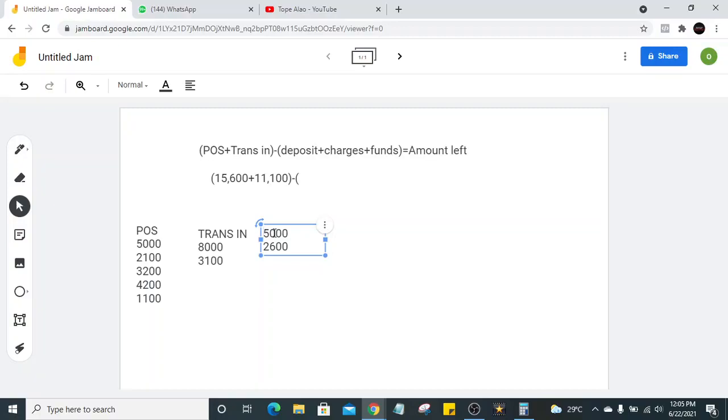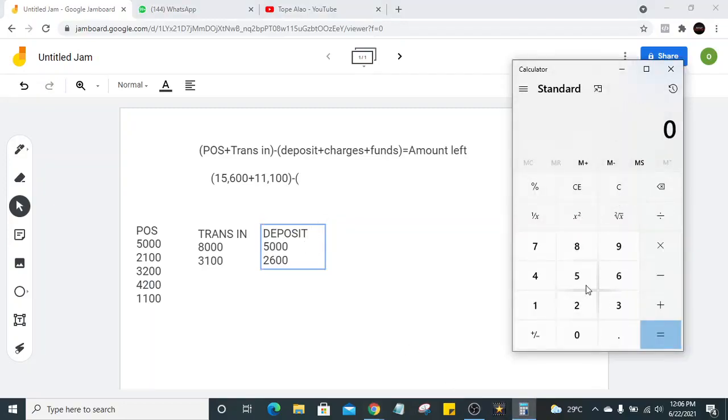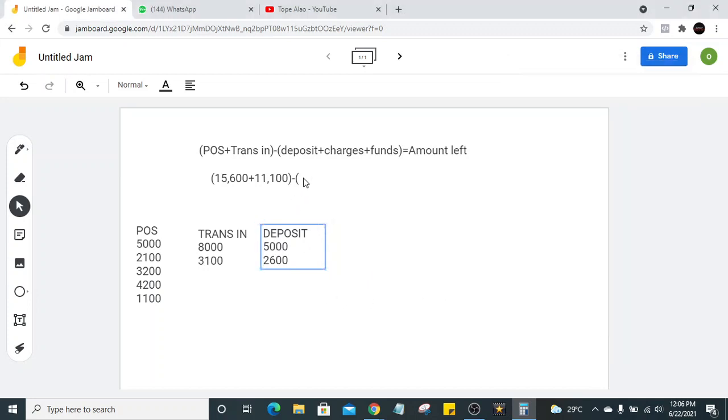So this is a deposit. Okay, I will not caps lock deposit. So you add that together. Let's say I'm trying to make the value very small. So 5,000 plus 2,600. That's the deposit you did for that day. So that's 7,600. So you add this to charges.